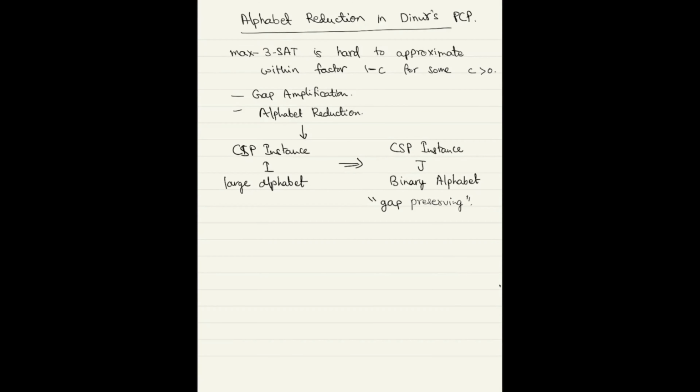Traditionally, this step predates gap amplification. Gap amplification is the main new result in Dinur's paper, but for alphabet reduction there is also a previous paper which does it. Our result is that we achieve alphabet reduction in a much more direct fashion. Previously it was done using assignment testers, but we give a much more direct reduction. Our reduction is through the standard label cover long code framework.